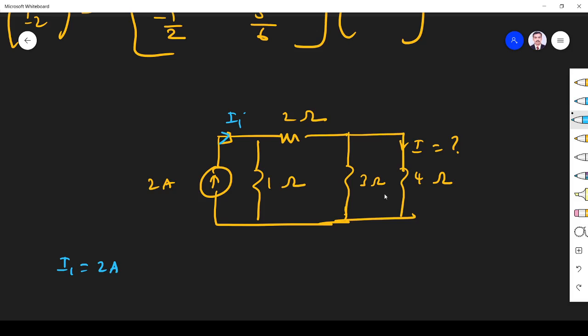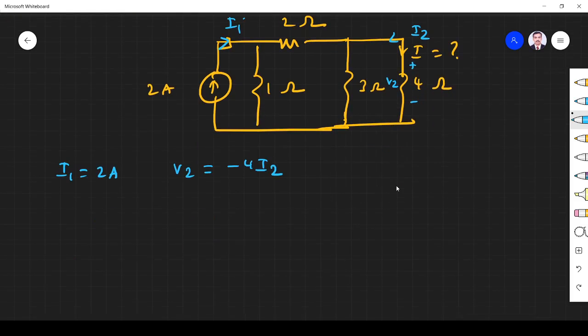Similarly, what about V2? V2 is the output voltage, so let us assume this is V2, the voltage across the load. V2 is minus 4I2, because I2 is going in the opposite direction. I want to find V2, so V2 is equal to minus 4I2, right? They have given I1 is 2 ampere.